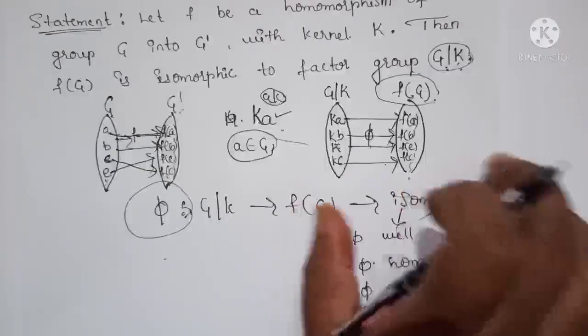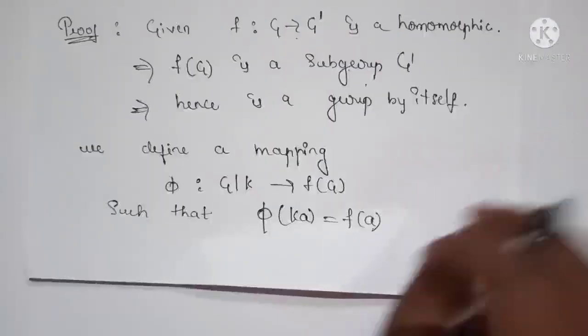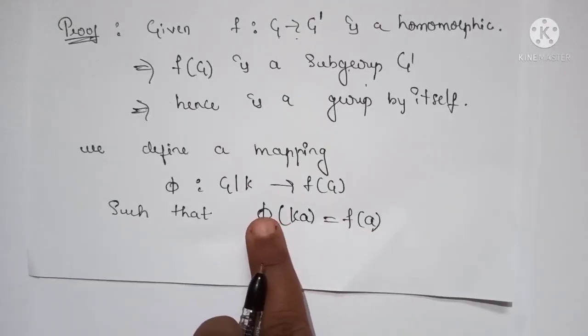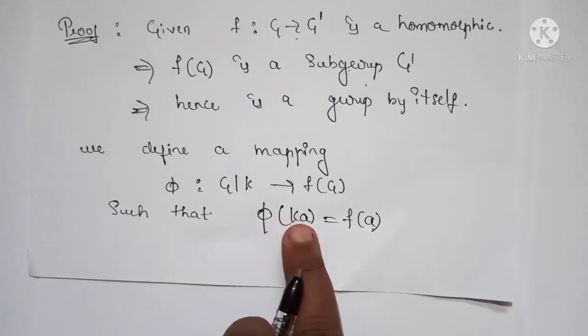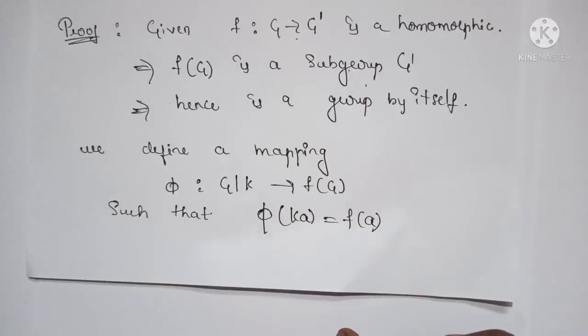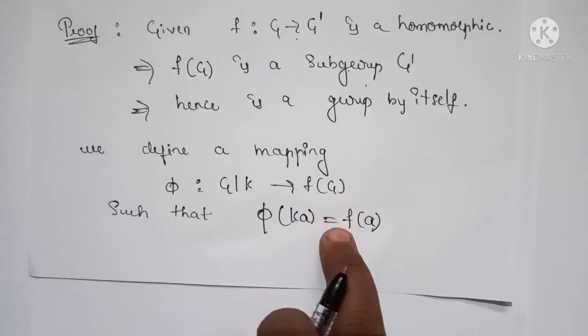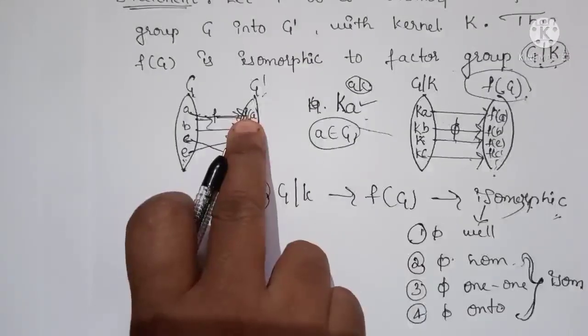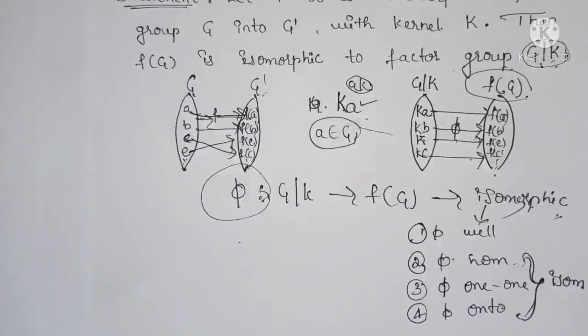Okay, like that we define a mapping phi of Ka is equal to f of A, that is, phi is nothing but a mapping. That means the image of Ka is equal to f of A, and we know that this f of A is also the image of some element. So see here, this f of A is the image of A.